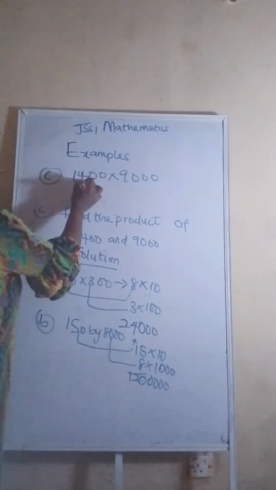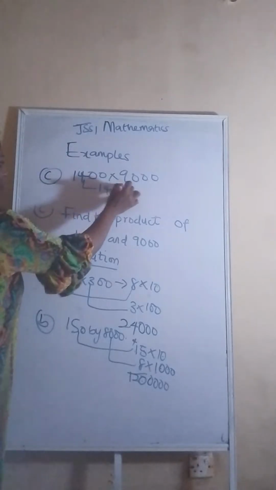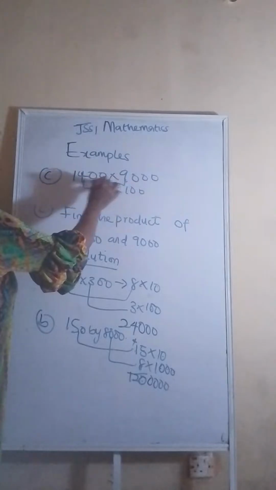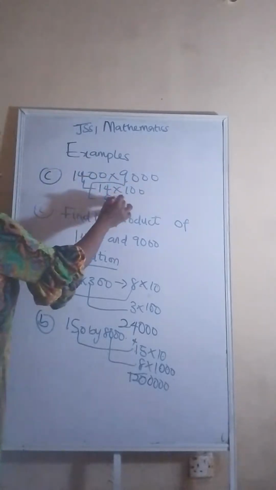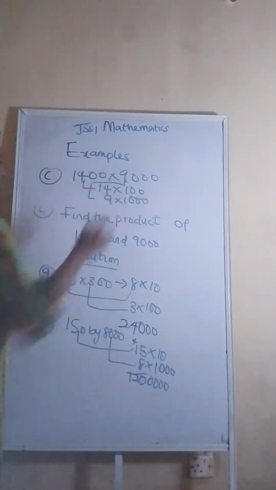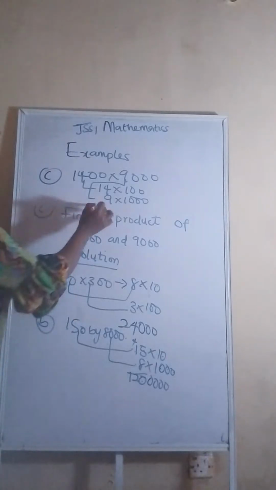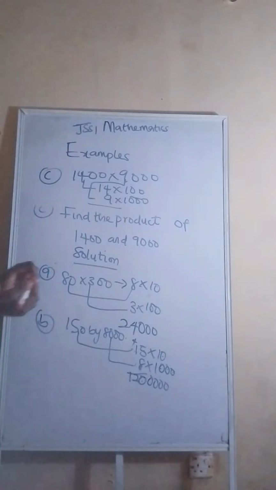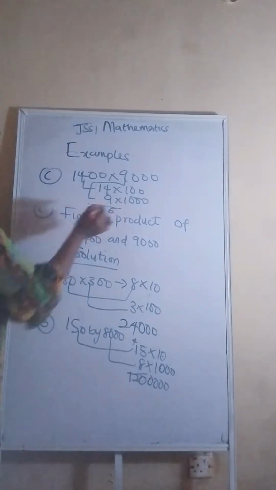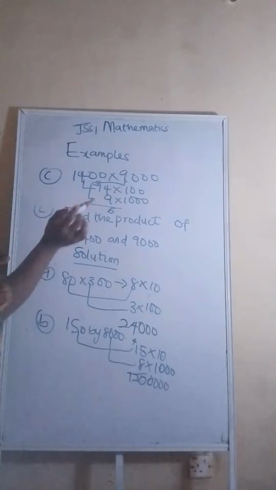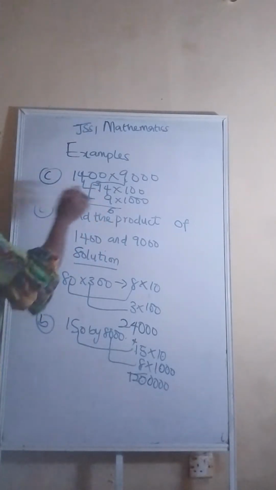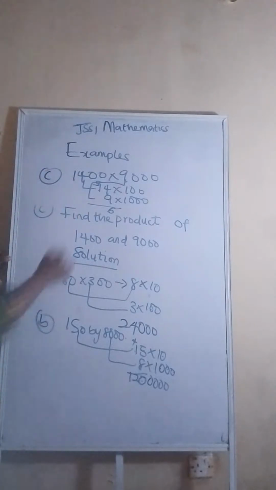So 1,400 will give us 14 times 100, and 9,000 will give us 9 times 1,000. Have you seen that now? So now let's calculate 9 times 14. 9 times 4 is 36, so write 6 here. Remember the 3 that is remaining, you put it here. 9 times 1 is 9, so we add that 9 plus this 3. What do we get?